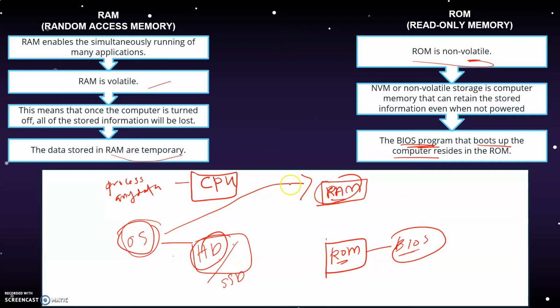So right now, inside my RAM is my OS. So the OS will work, and now you can run other applications. When the OS is running, you can see all the installed software on your computer.